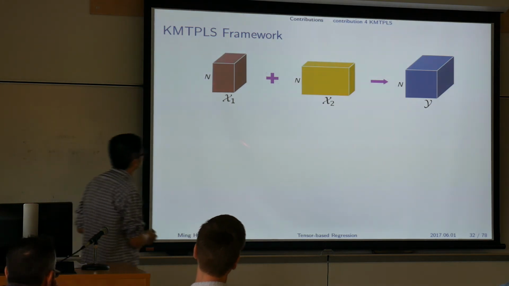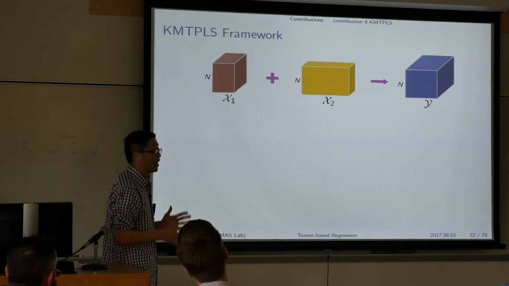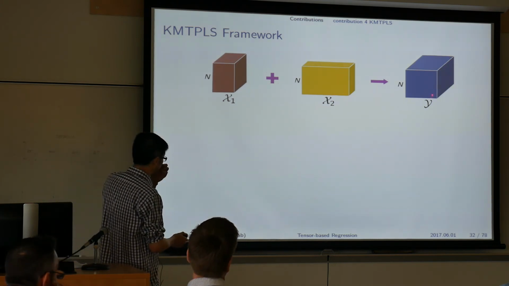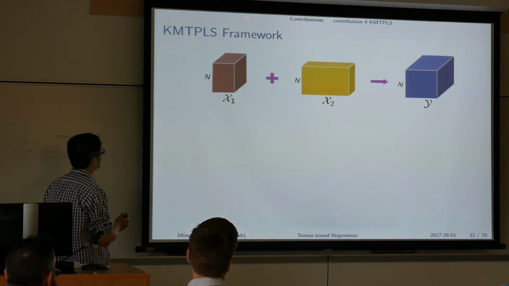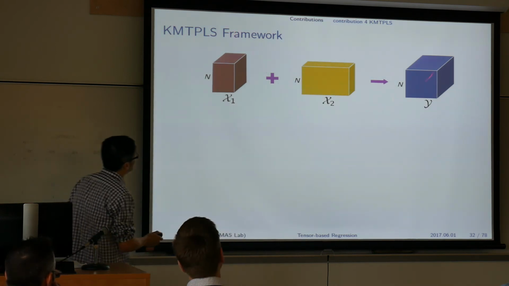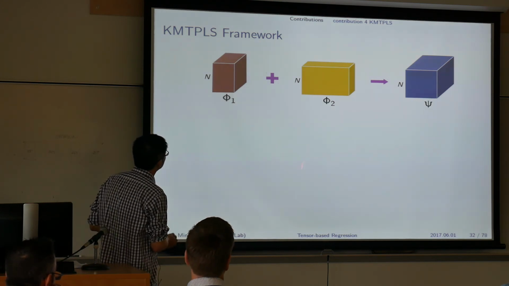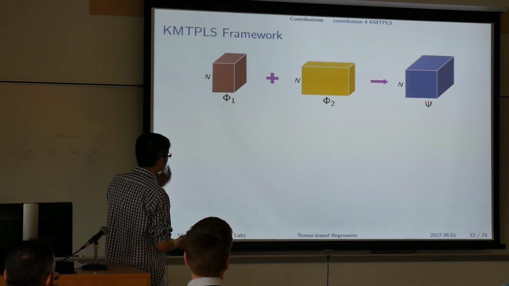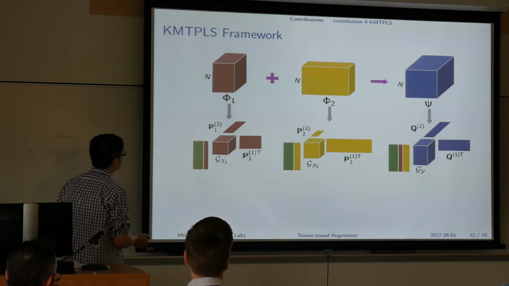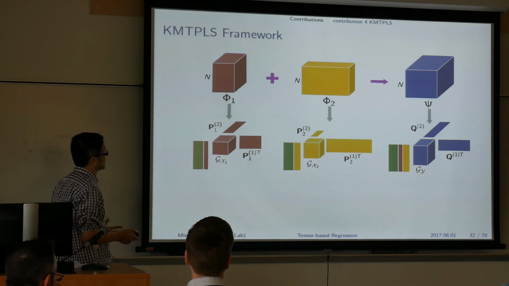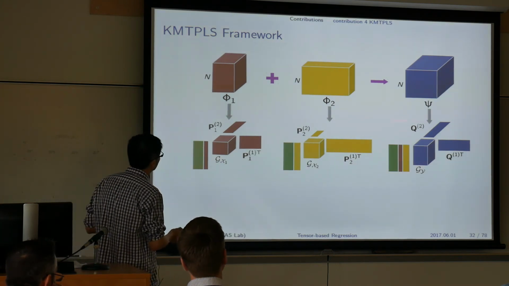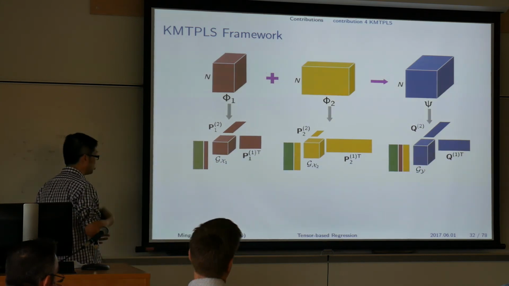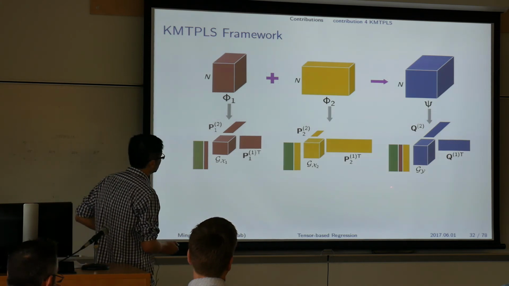And here is our framework. Without loss of generality, we consider 2 third-order tensor predictors and 1 third-order tensor response by concatenating all the observations along the first mode. Then we map our tensor data points into a high-dimensional feature space using a nonlinear transformation. And then we perform Tucker decomposition simultaneously of phi1, phi2, and psi by taking into account common and latent features.